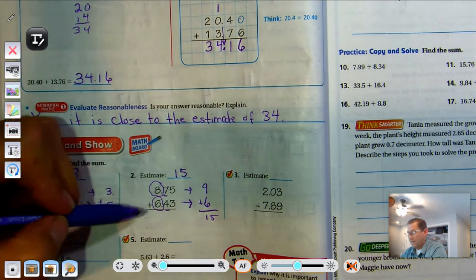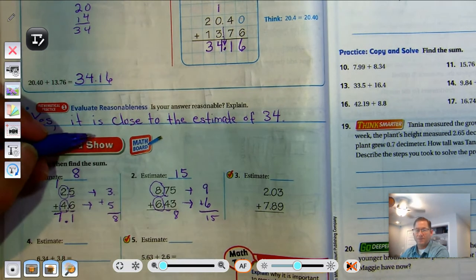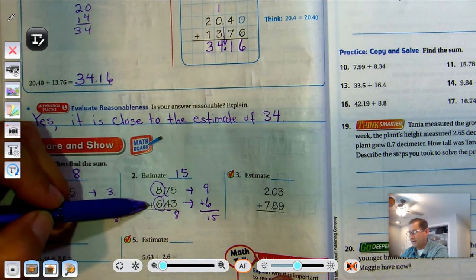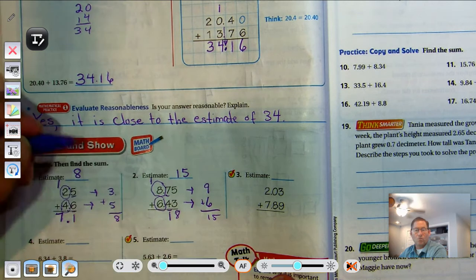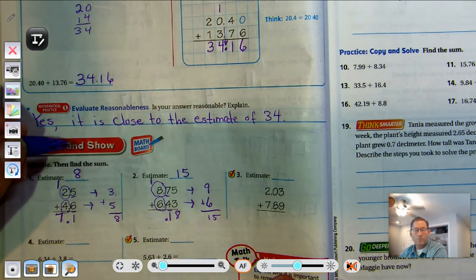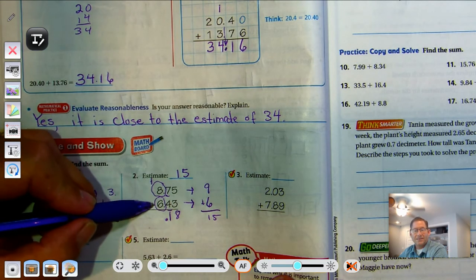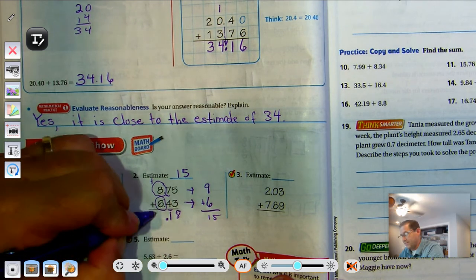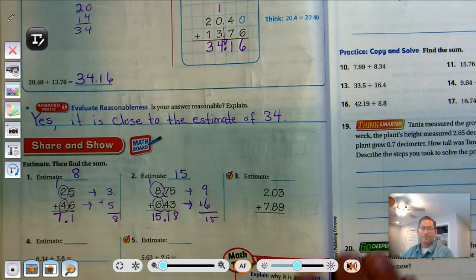All right, let's add the hundredths. 5 and 3 is 8 hundredths. There's no need to regroup. Move to the tenths. 7 and 4 more is 11 tenths. Regroup that as 1 one and 1 tenth. We are now in the whole numbers, so place your decimal. 8 and 6 more is 14 ones, plus the regrouped one is 15. So again, that's really close to our estimate.